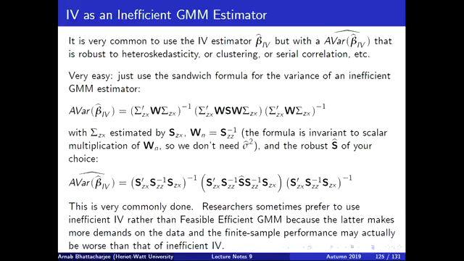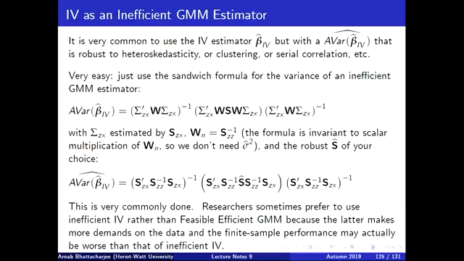So, okay. You get this robust to heteroscedasticity. You can use an IV estimator, but with an asymptotic variance which is robust to various things. You can just use a sandwich estimator formula for the variance of an inefficient GMM estimator. That is simple to do, right? So this is estimated by this. You don't need sigma hat squared, which we have seen earlier, and robust S hat for your choice. And that is quite commonly done.